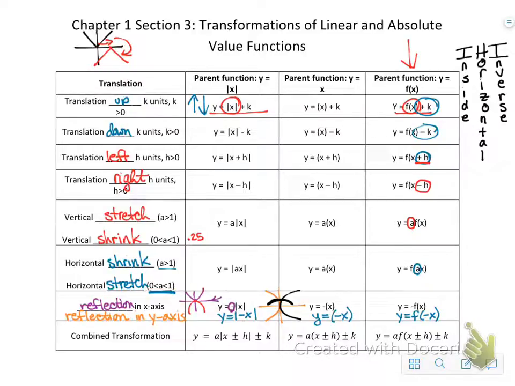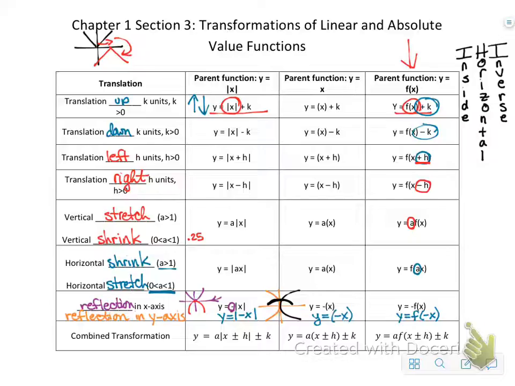And then the last one is just everything put together. You could have any combination of the top, any of them. Like they could all be there. So, now that you've written those down and you know that inside is horizontal and you do the inverse, let's try this on a couple of equations.